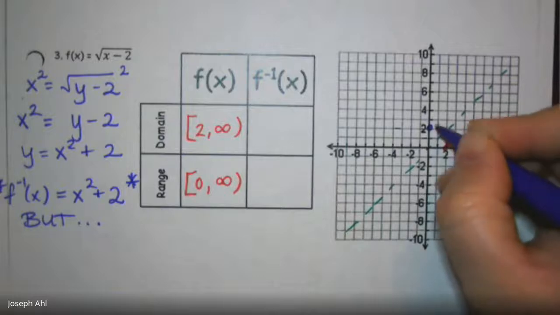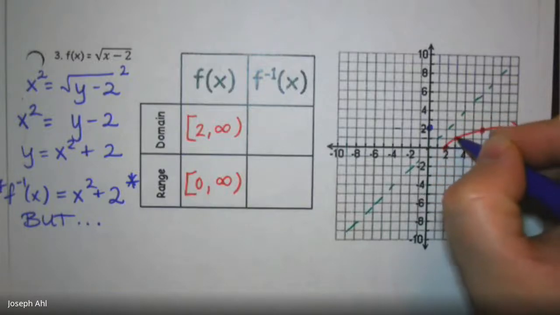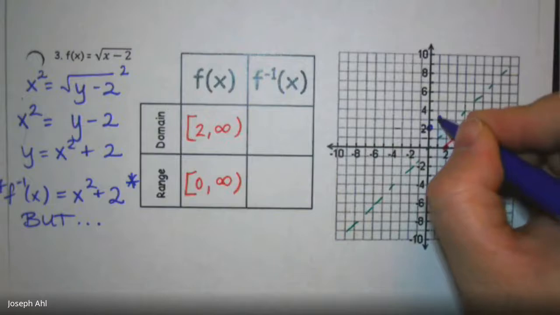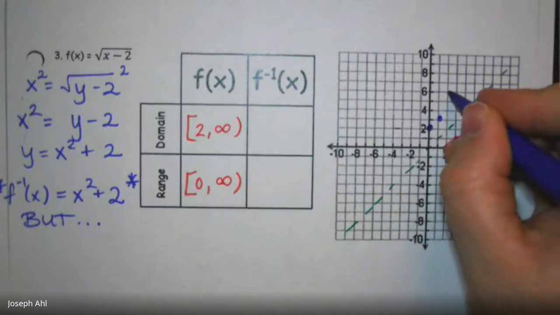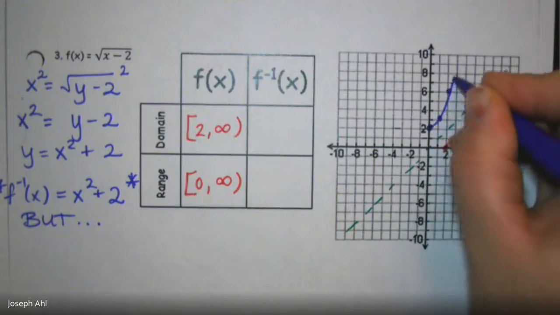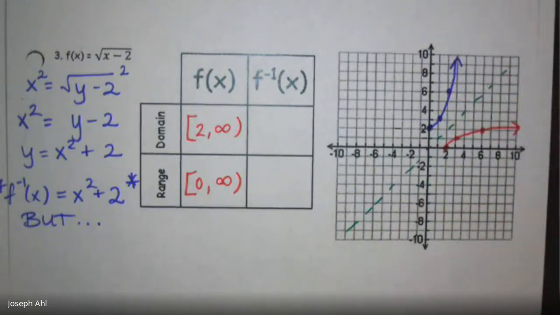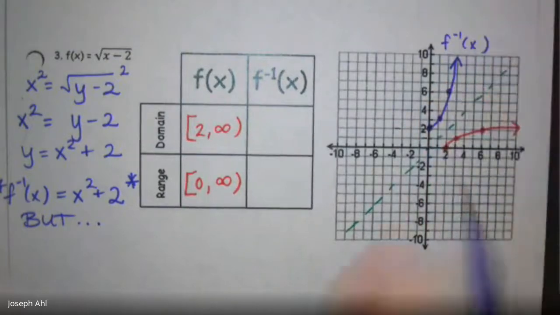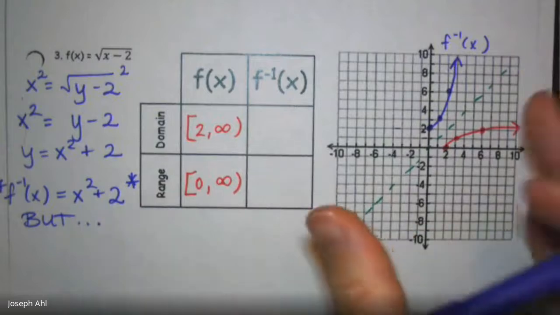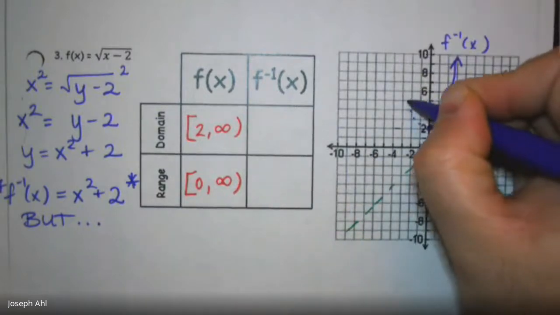So 2, 0 would match up with 0, 2. 3, 1 would match up with 1, 3. And then 6, 2 is going to match up with 2, 6. Okay, so there's what the graph of the inverse is going to look like if I label that real quick. So I'm not seeing the full-on parabola. I mean, x squared plus 2, isn't that a parabola that got shifted up? Like, where's this side right now?